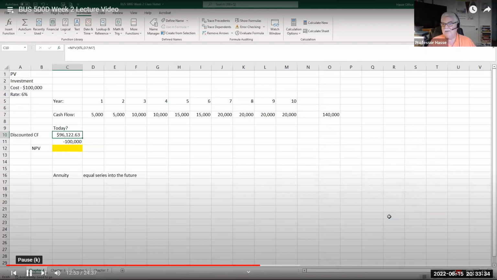$96,122.63. Whoops. It's now below the initial investment today. So our NPV is the difference between the investment and the discounted cash flow. Our NPV is negative $3,877.37. That's a problem.